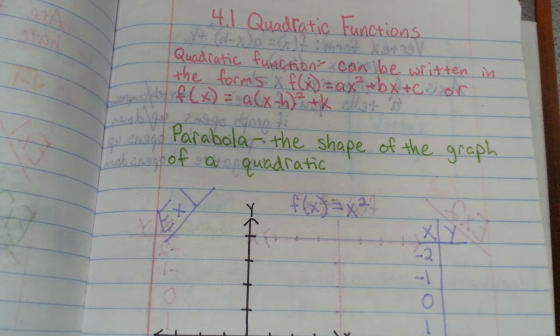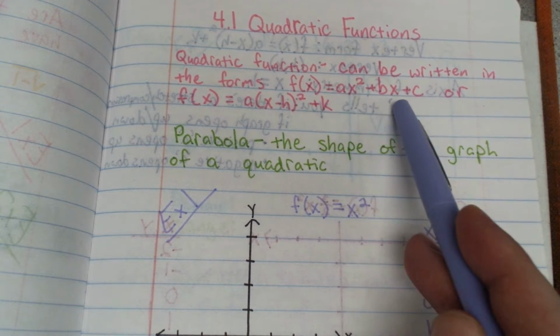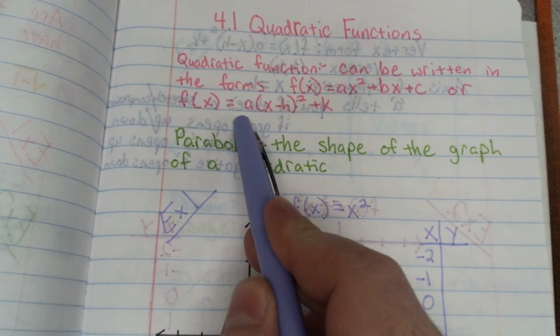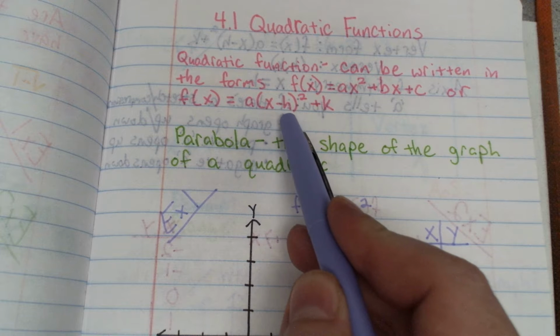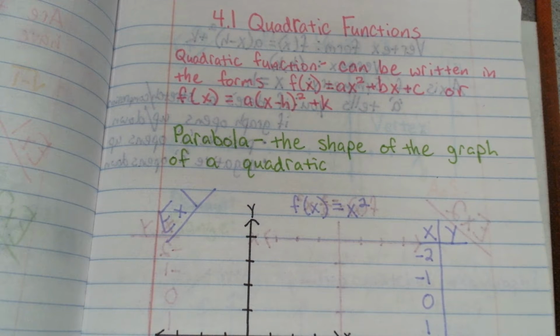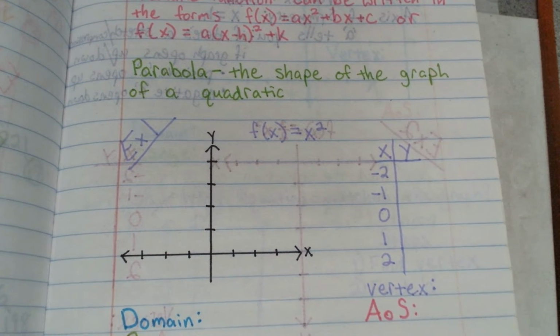All right, so we are starting this semester by talking about quadratic functions. A quadratic function is any function that can be written in one of these forms. f of x equals ax squared plus bx plus c, or f of x equals a times the quantity x minus h, closed quantity, squared plus k. A parabola is the shape of the graph of a quadratic function.